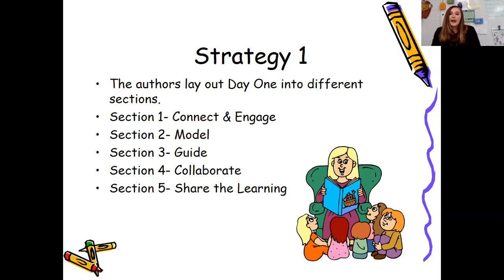After you connect and engage, you're going to model what you want your students to be able to do. And in this lesson, it wants you to look at a real photograph, and go over words such as caption and tell the difference between a natural picture and an illustration, because sometimes our students want to call pictures in our stories pictures no matter what. Sometimes they are illustrations, but a lot of times they are photographs. And this lesson wants your students to be able to determine the difference between the two.